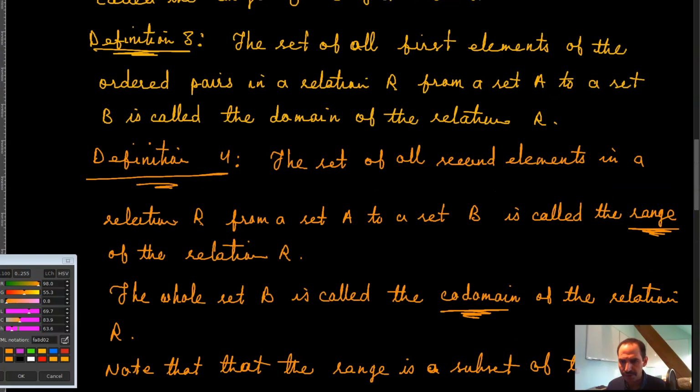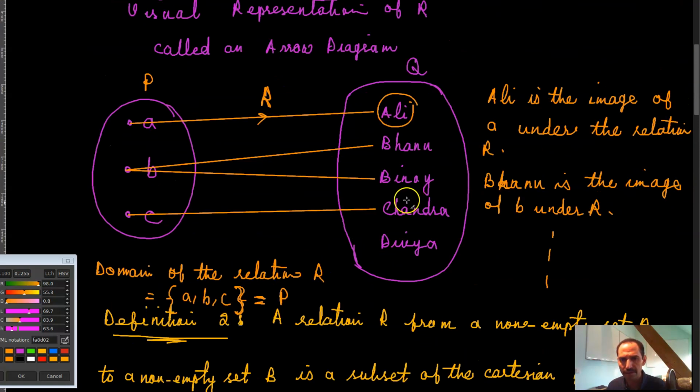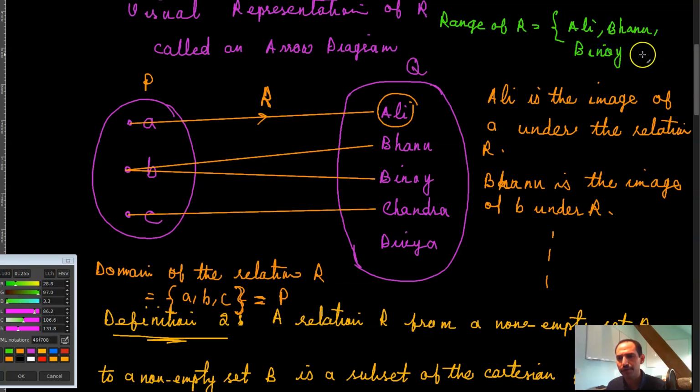And so you can see that we say that the set of all second elements in a relation R from a set A to a set B is called the range of the relation R. So the set of all second elements would be the range of this relation R. That means that here I can say that the range of the relation R is equal to this set which contains only these four elements, which is Ali, Bahanu, and Binoy, and Chandra, right? And that is your range.